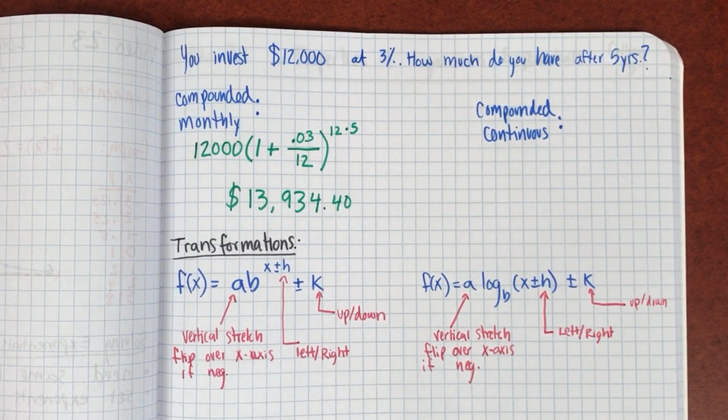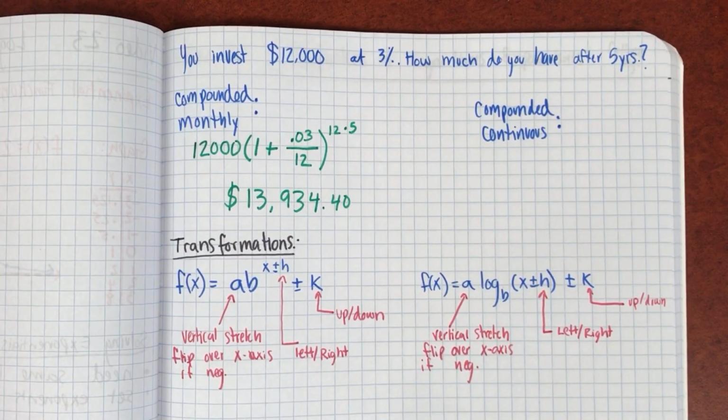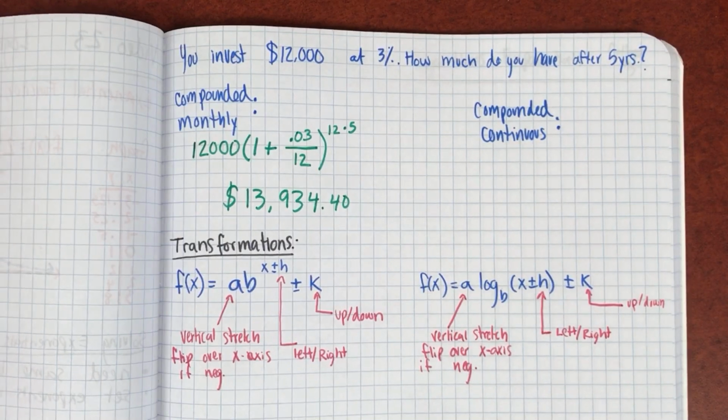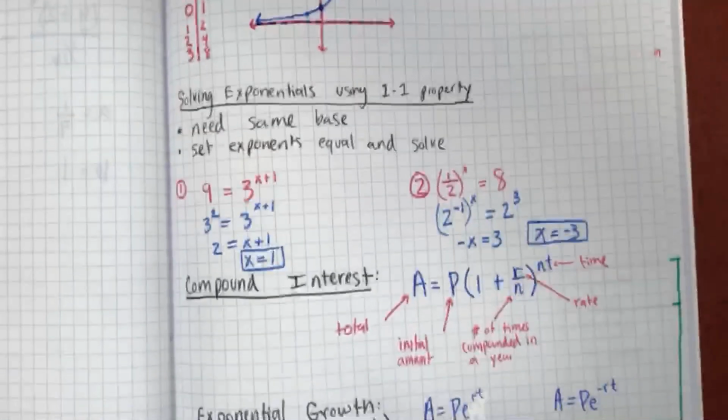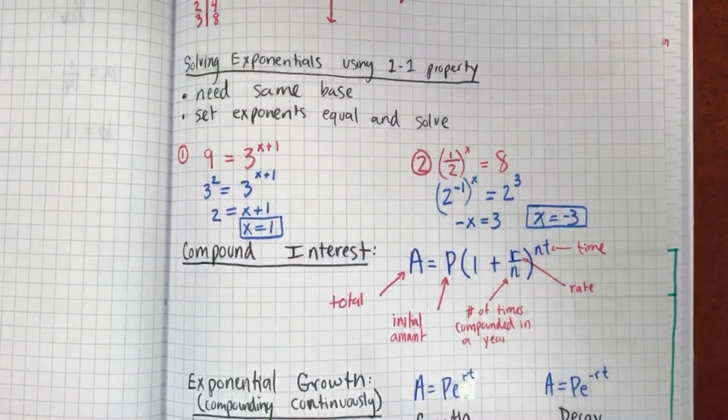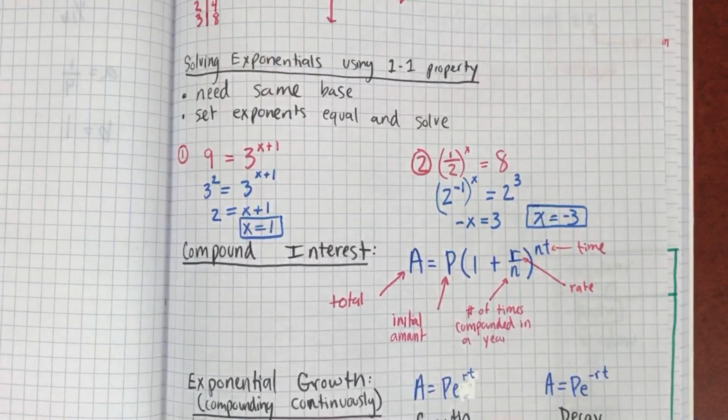Now we can do the same with compounding continuously. Here we're going to use our other formula, this exponential growth and decay. So since we are growing our money, we're going to be using our exponential growth.